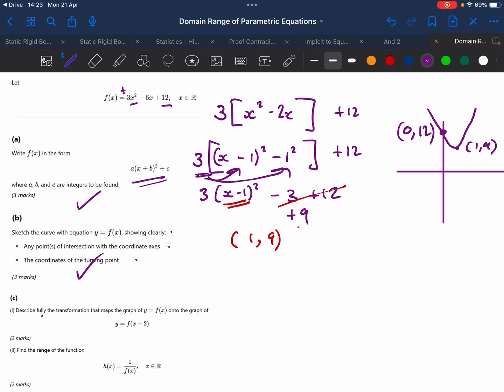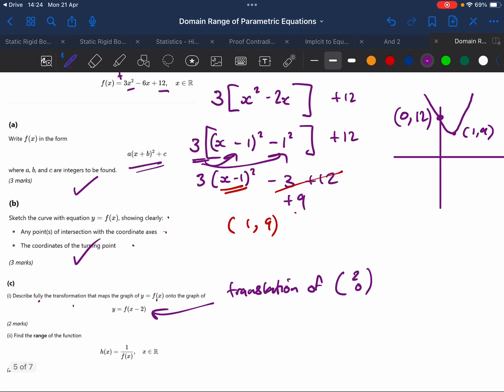And what do they want? Describe fully the transformation that maps f of x onto f of x plus 2. Well, how do you get from f of x to f of x plus 2? Well, this here is a translation. It's a translation because it's in the form plus minus. It's a translation of, well, it's inside the function, we say, so it's sort of in the x direction, and it sort of does the opposite to its notation. So that would be a translation of (-2, 0) for that one there.